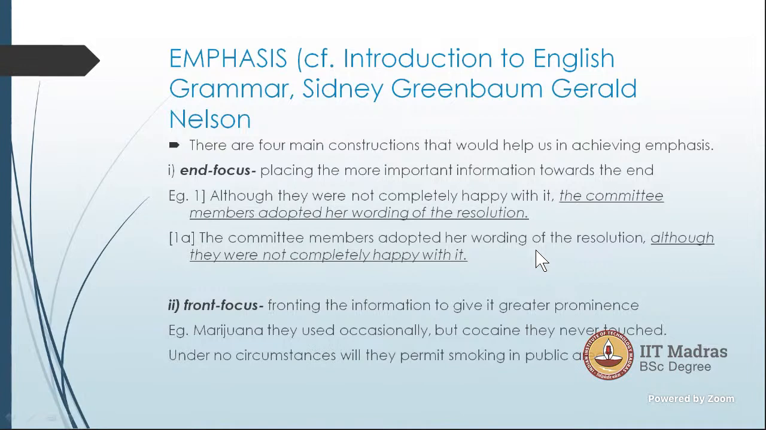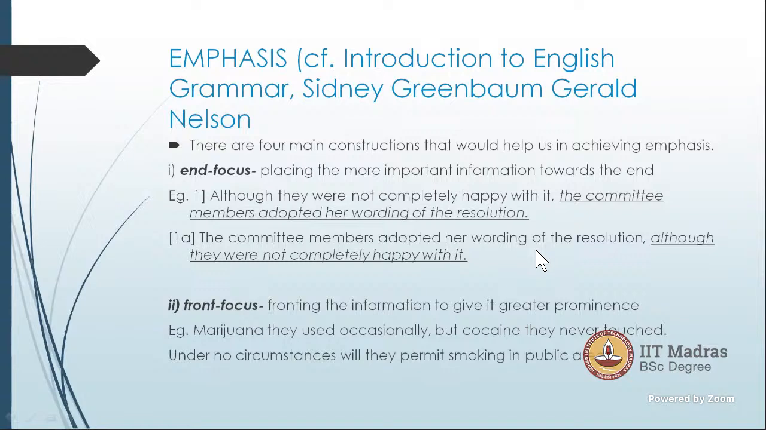different. In the first sentence, what comes at the end is the committee members adopted her wording of the resolution. So the focus is more on the decision. The more important part, the part that the sentence wants to highlight to its reader is that this is what the decision was. What was the decision? The committee members adopted her wording of the resolution. So the person who wrote the sentence wanted the reader's focus more on the decision than on anything else.